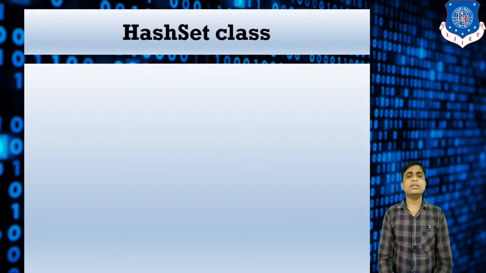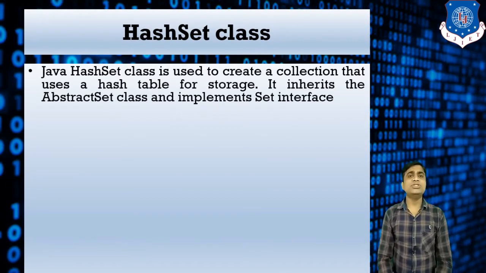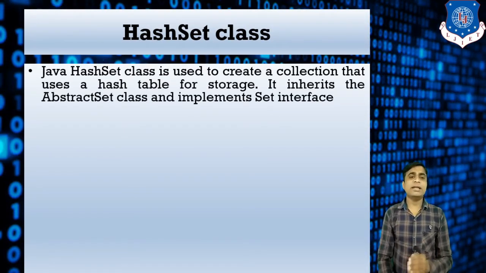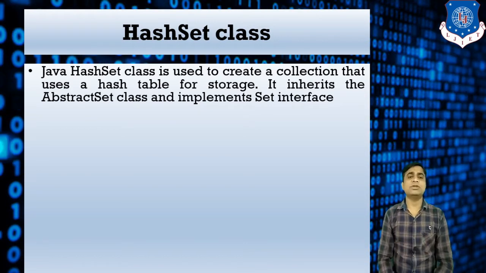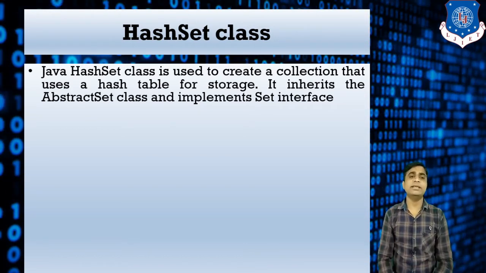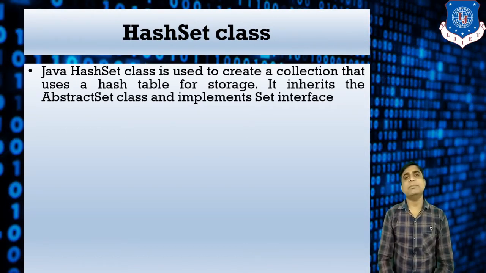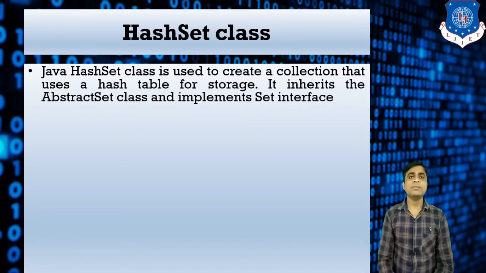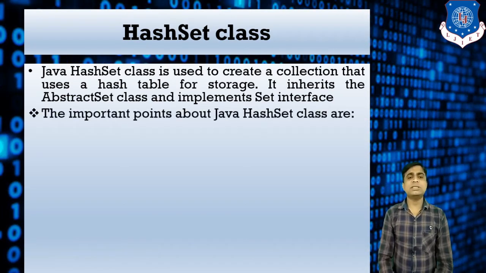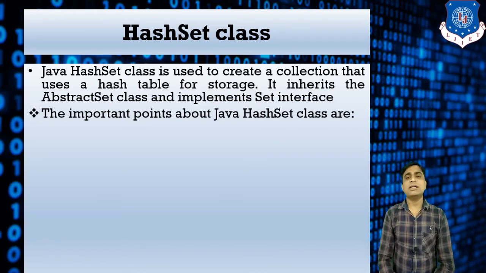So the first one is HashSet. Here the HashSet class is used to create a collection that uses a hash table for storage, and it inherits the AbstractSet class and implements the Set interface. So these are the important points about the Java HashSet class.